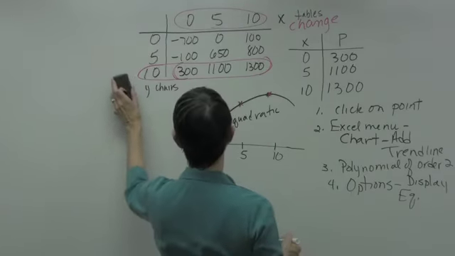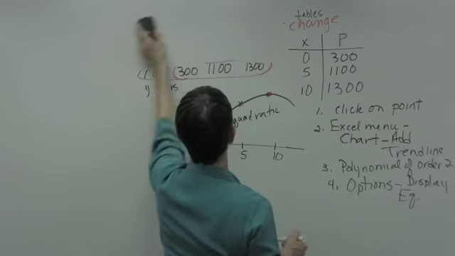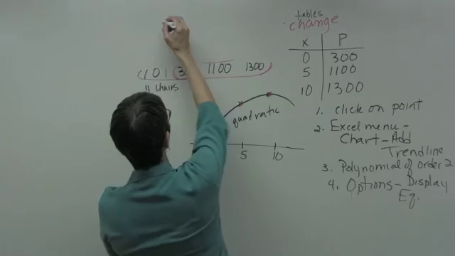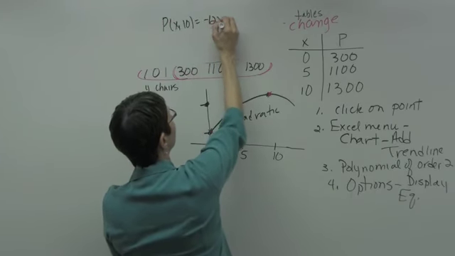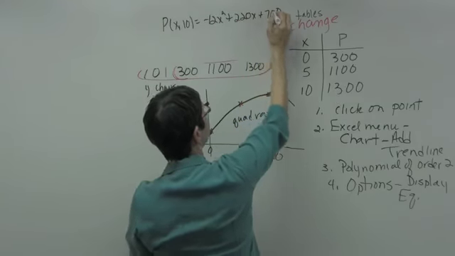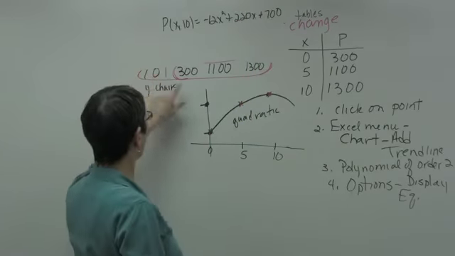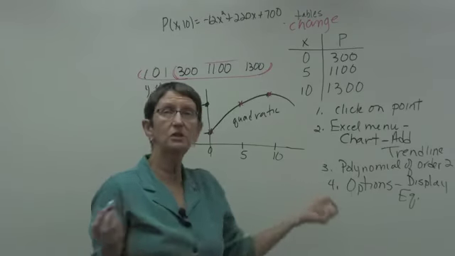The equation that we got before, let me get rid of my data table. I don't want to get rid of all of it. We got before P of x equals negative 12x squared plus 220x plus 700. That's the value that we got for P of 10. So what do we do with that?